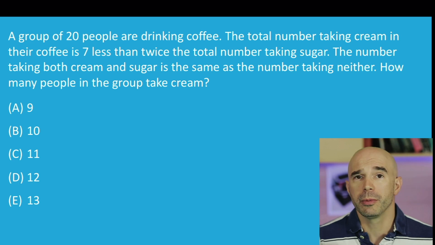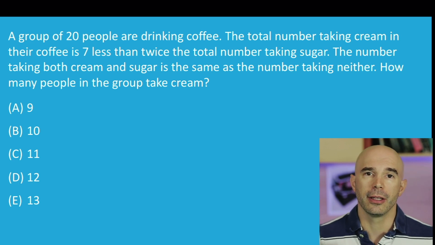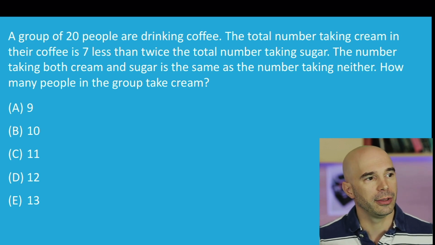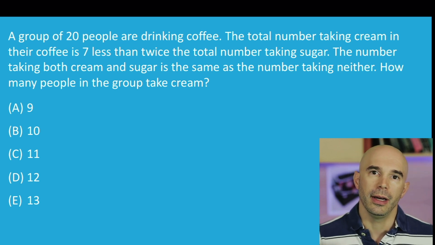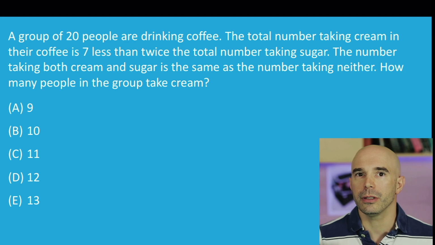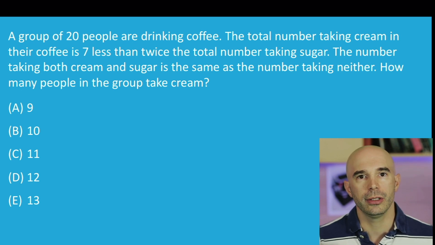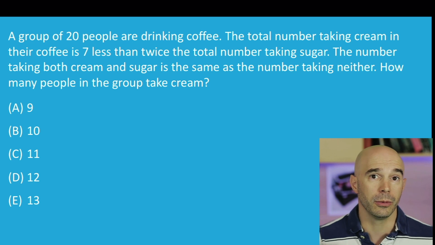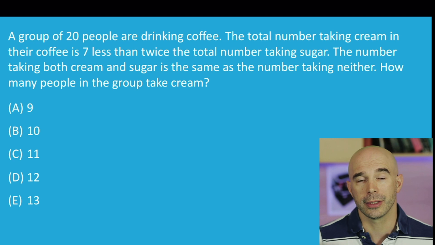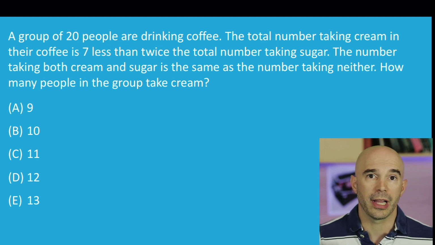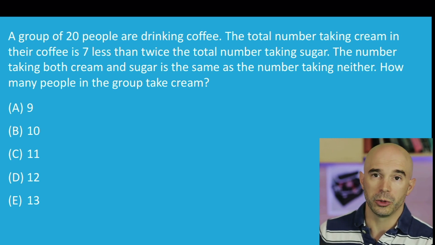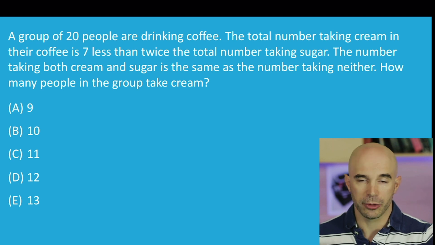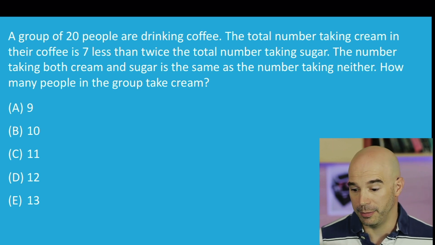So we have a group of 20 people drinking coffee, and then they start talking about cream and sugar. And so I'm thinking, if you're a coffee drinker, you could take both cream and sugar. You could take neither cream nor sugar, or you could take one but not the other. So this is a classic overlapping sets question for which we should use the double set matrix, also known as Carroll's diagram.